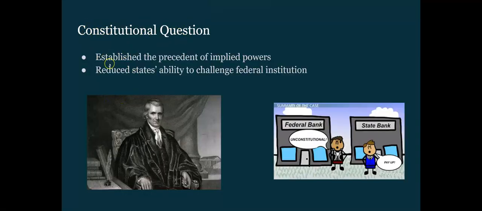The constitutional question established the precedent of implied powers and reduced states' ability to challenge federal institutions. So kind of the same thing. It established the precedent of implied powers, and this still affects us very much to this day in our modern political climate, you could say, and reduced states' ability to challenge federal institutions. So essentially the federal government putting the states in their place, establishing that the federal government had power over the states.